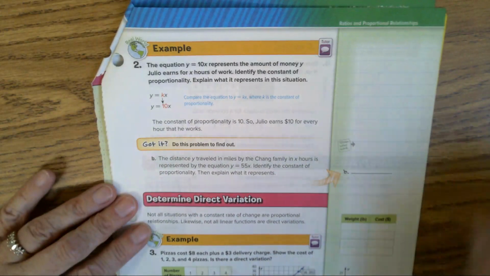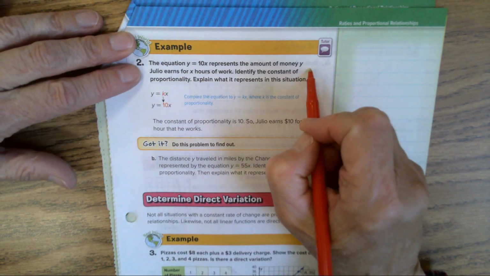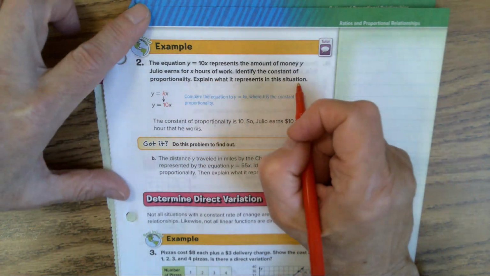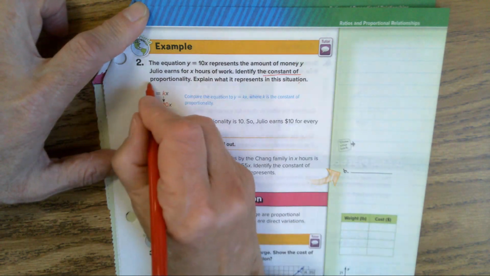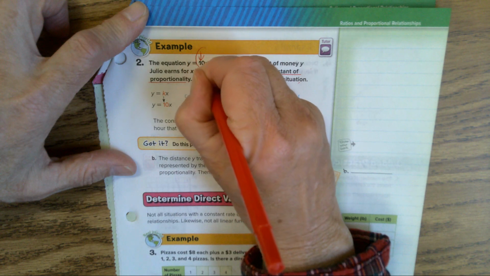Here we have an equation, y equals 10x. It represents the amount of money y Julio earns for x hours of work. Identify the constant of proportionality. This is so easy. The constant of proportionality is the 10. You don't have to do anything. That's why you like it.